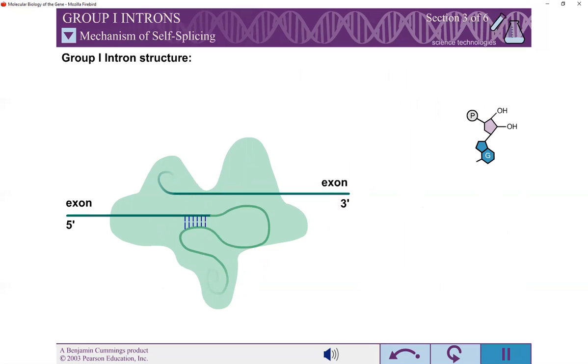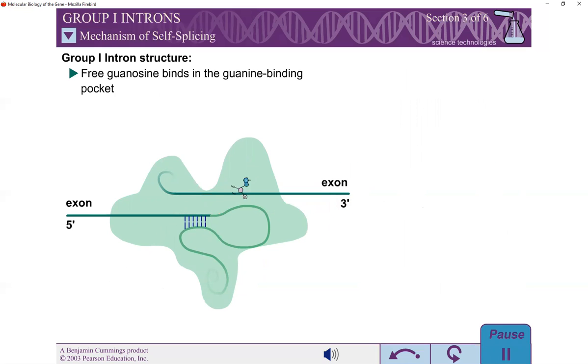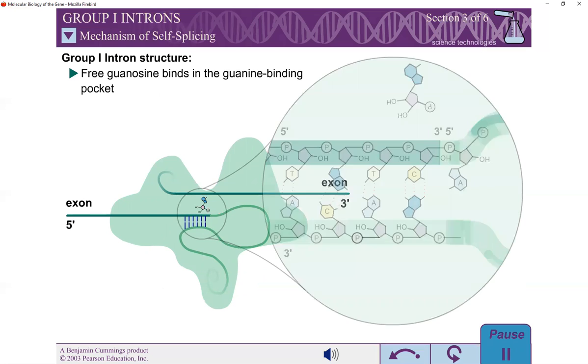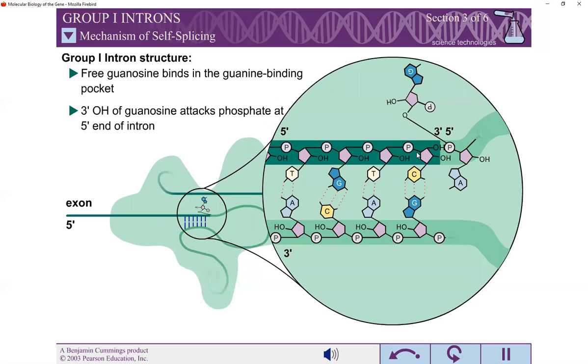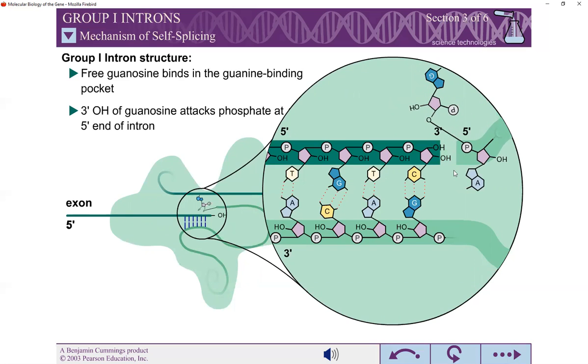Next. To begin self-splicing, a free guanine-containing ribonucleotide binds in the guanine binding pocket. The 3' hydroxyl of this guanosine attacks the phosphate at the 5' end of the intron. So see this. In this reaction, what is going to happen?